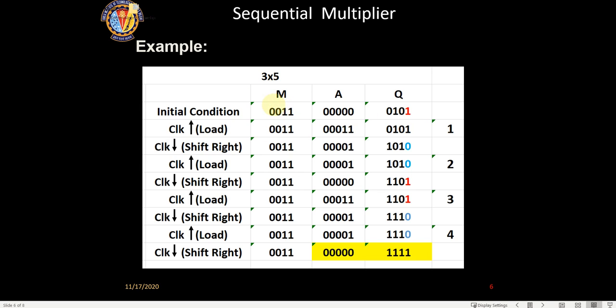So we have to load that initial value into A, 3 and 5, and then in 4 clock cycles you have to get a result of 15. Is it okay? Yes, sir, I got it.